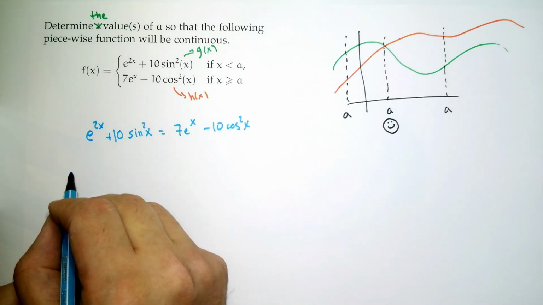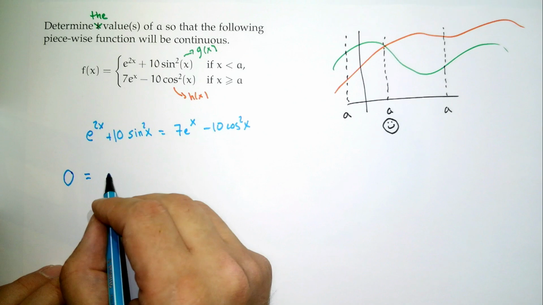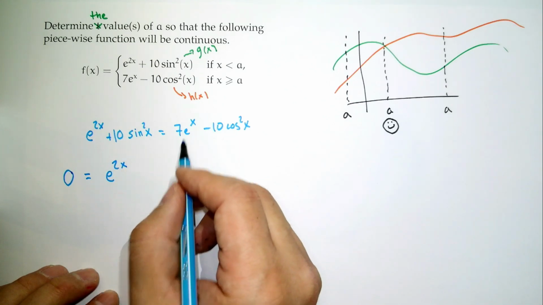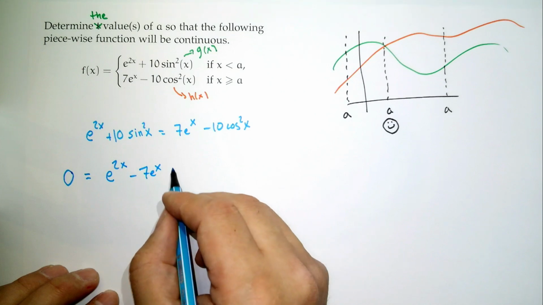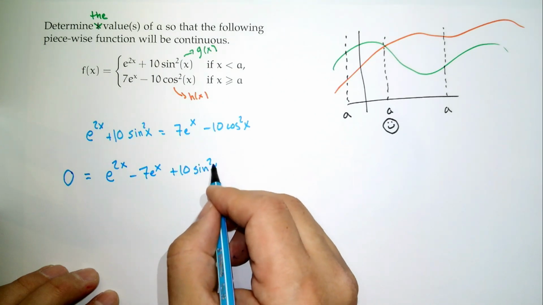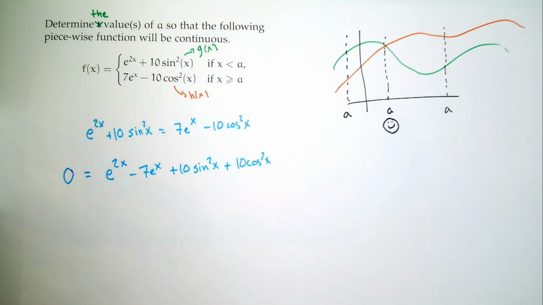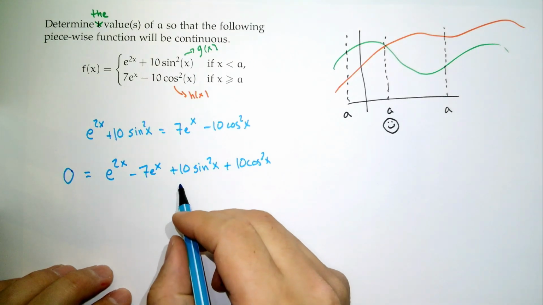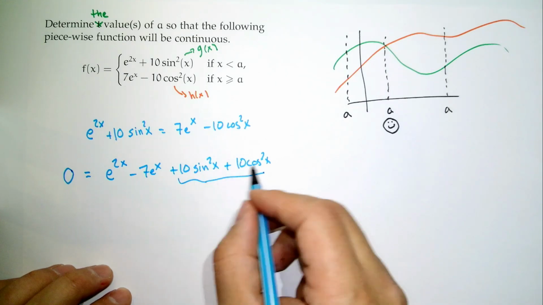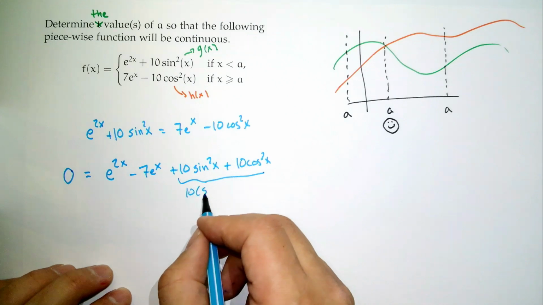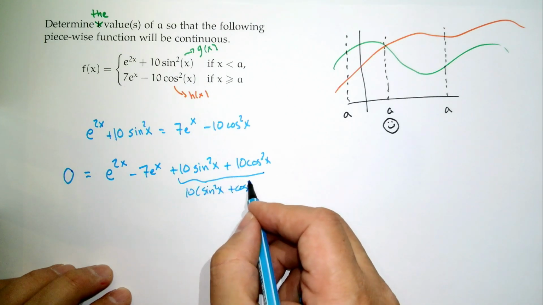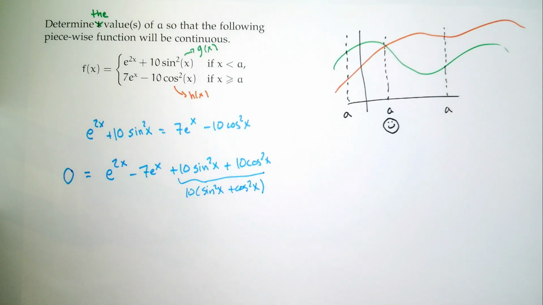So I'm going to move the 7e to the x across, minus 10 cosine squared x across. If I do, we'll be able to say that 0 is equal to e to the 2x, and then minus 7e to the x, and then there's 10 sine squared of x, and then there's 10 cosine squared of x, because when it comes over, it'll come over as a plus. Well, is there anything we can do to simplify? I think you can put a 10 up front, and then in parentheses you have sine squared x plus cosine squared x. So this last piece here is really a sine squared plus cosine squared. That's one of our favorite trig identities. Definitely it's within our top 6.